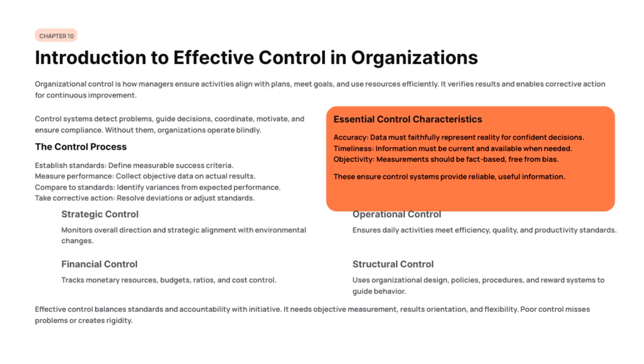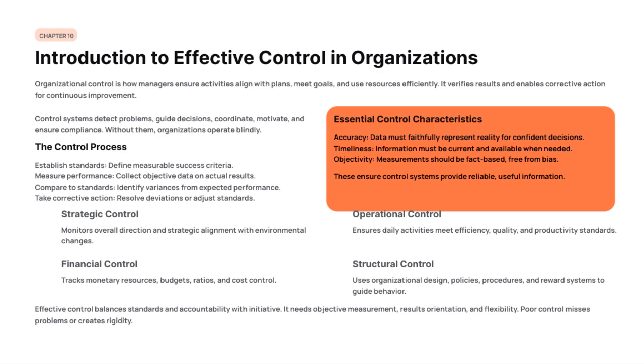When establishing control, we start by setting clear standards, defining what success looks like in measurable terms. Then, we measure performance by collecting objective data on actual results. Next, we compare these results to our standards to spot variances or deviations. Finally, we take corrective actions to fix issues or adjust standards as needed. The control process is essential because it helps organizations detect problems early, guide decision-making, coordinate activities, motivate teams, and ensure compliance. Without effective control, organizations operate blindly, risking inefficiency and failure.